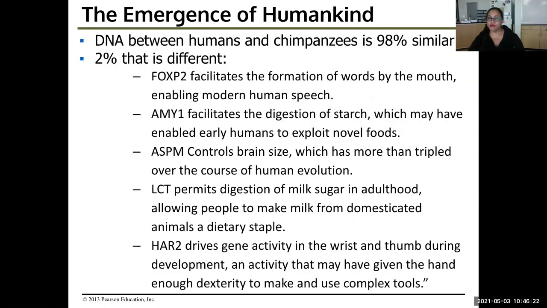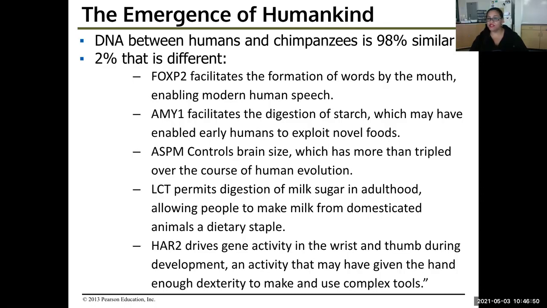DNA between humans and chimpanzees is 98% similar, but the 2% that is different matters. One of them, FOXP2, facilitates the formation of words by the mouth, which enabled human speech. AMY1 facilitates the digestion of starch. ASPM controls brain size. Our brains are bigger. The bigger our brains are, the smarter we are.